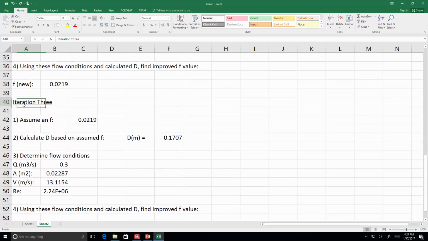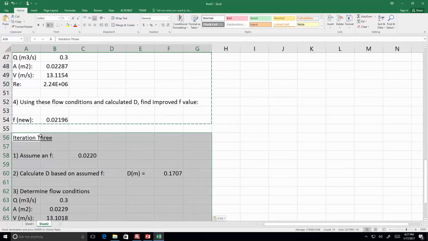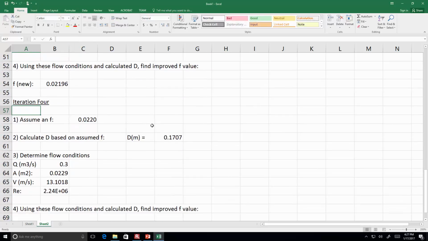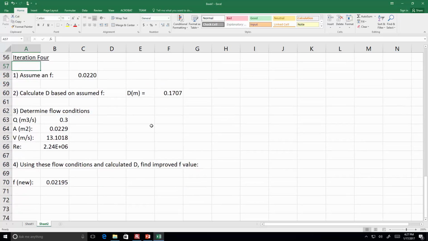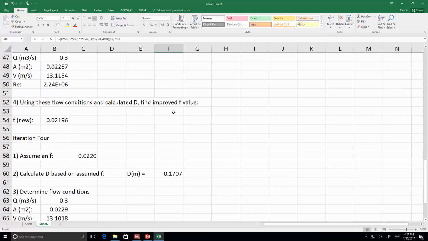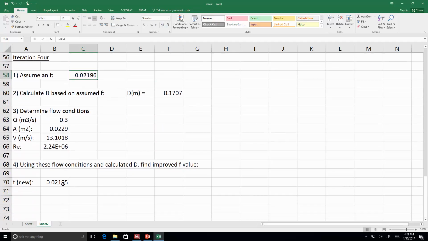All right, iteration 3. Highlight everything, copy it, paste it. So here's iteration 4. Really what we need to focus on is whether the diameter is changing much from iteration to iteration. And here it's saying 0.17 meters. Here it's saying 0.17 meters, even though there's some slight movement in the f value from the input to the output. Not much, but this is the diameter that we'd need. So that's an iterative method for solving.